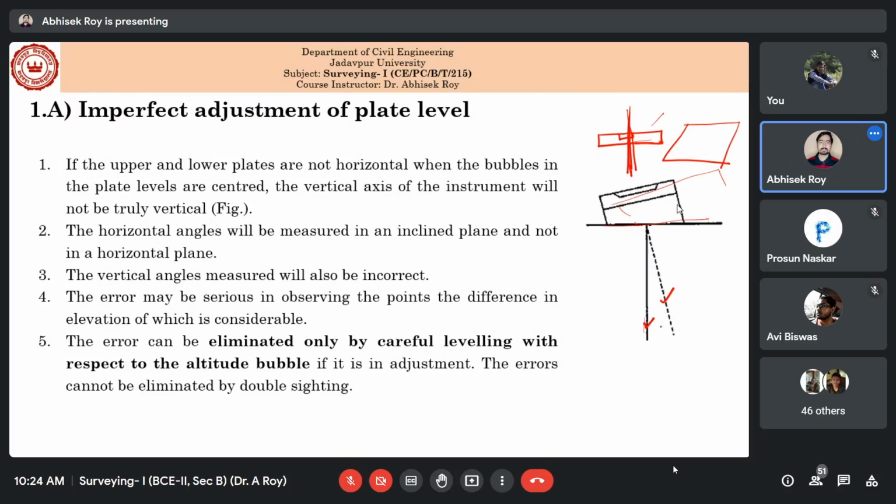So how can we minimize this error? This is a very serious kind of error. If this kind of problem persists, then there will be a higher amount of error. So how to remove this error? You have to carefully level with respect to the altitude bubble, so with respect to the altitude bubbles and the normal bubbles, you have to carefully level the instrument. Only then can you minimize this kind of error.